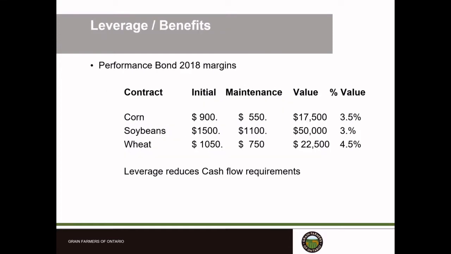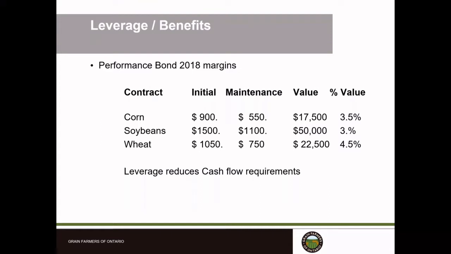Okay, so again, some of the leverage benefits are here. This is an example of, again, these aren't up to date, 2018, and they change all the time. But the contract was corn. The initial margin was 900, maintenance 550. The value is 17,500. What that means is if you take the price of corn and multiply by the contract, the value of that contract at that price is $17,500 for 5,000 bushels of corn. So when you do the math, that equates to about 3.5% of the total value of the contract is all that's required to trade that contract, okay?